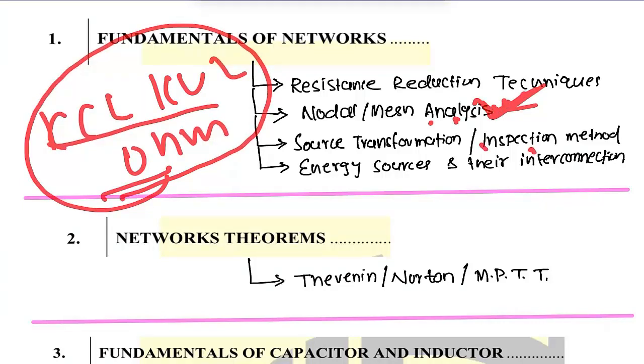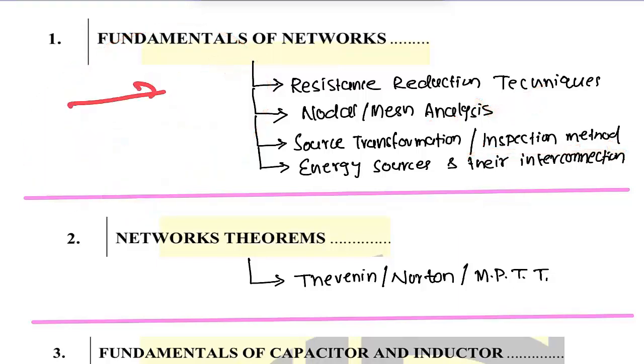In inspection methods, you don't have to go through any systematic approach. You'll assume, let's say, this branch current is I, then that branch current is I minus 1, like that. Using your logical approach, you have to solve those problems. That is called inspection methods. So many questions are there. You don't have to stick to the systematic approach. In some situations, if you go by the inspection method, you get the answer very quickly. So source transformation and inspection methods, from here we get questions.